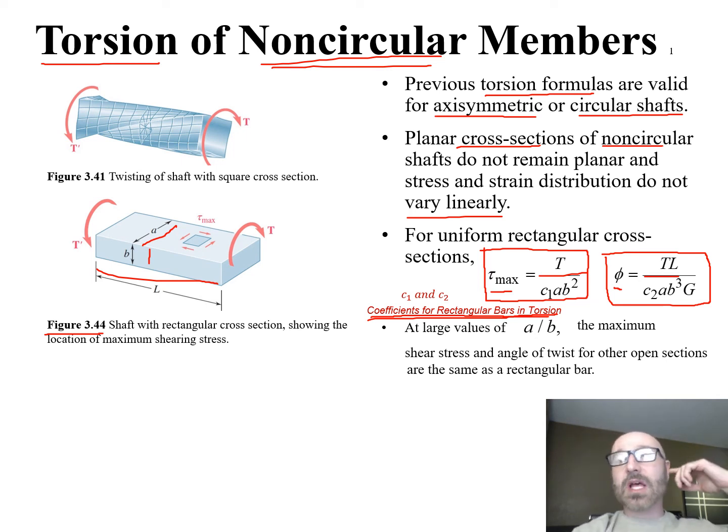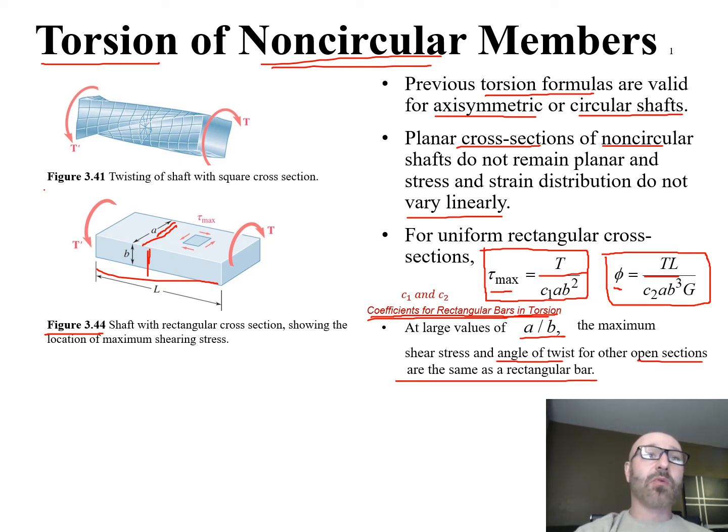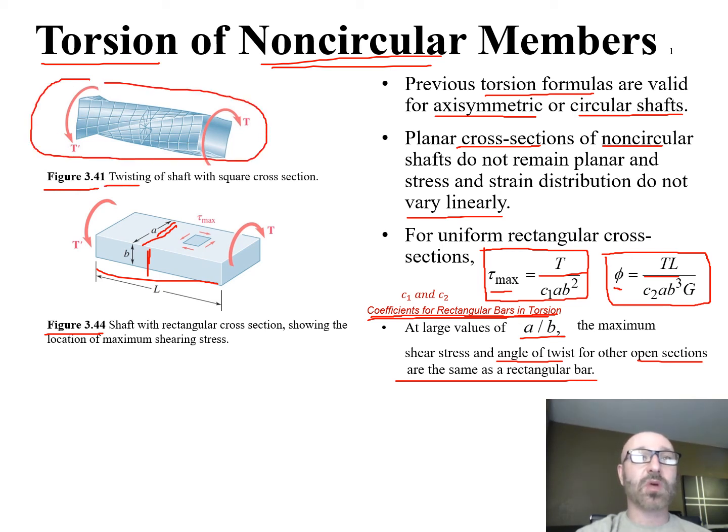Another thing to note is that for large values of a and b, the maximum shear stress and the angle of twist for other open sections are the same as the rectangular bar. And we can see back in 3.41 what it looks like a little bit differently when we're applying this torque for the twisting of a shaft with a square or non-circular cross section.